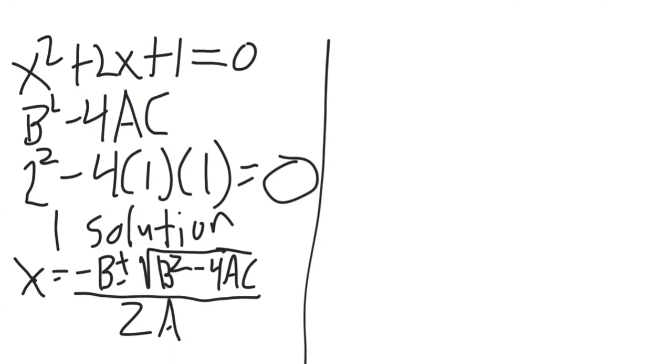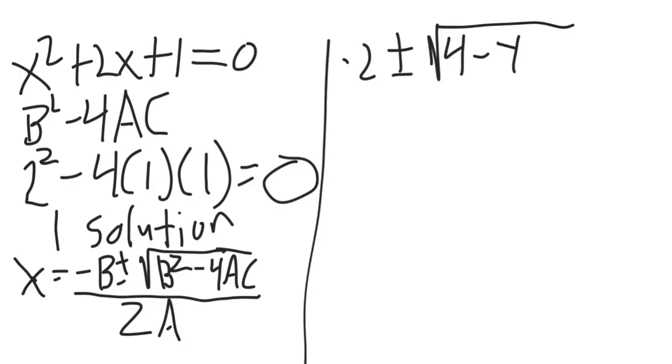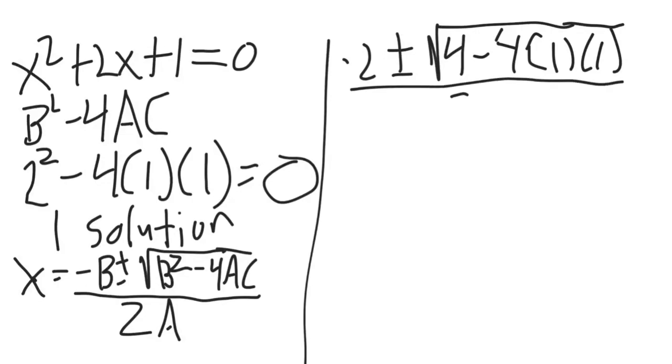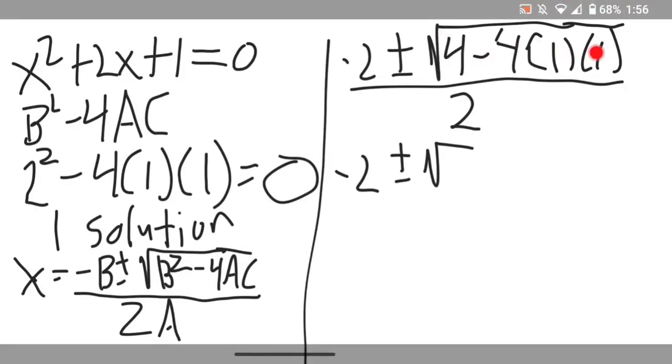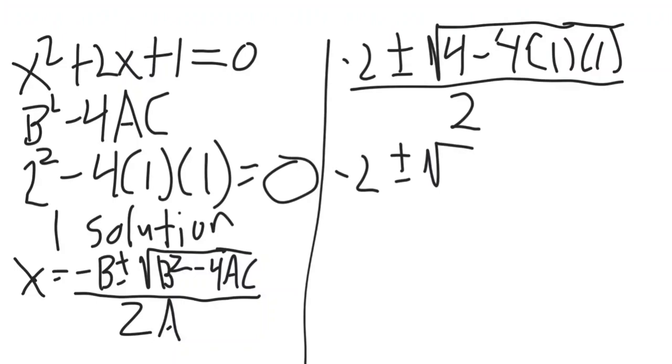I get negative b, so b is 2, so negative 2, plus or minus the square root of b squared, which is 4, minus 4 times a is 1 times c is also 1. And all of that over 2a, well, 2 times 1 is 2. So we get negative 2 plus or minus the square root of, now we just have 4 minus 4. Well, that's clearly 0. All over 2.